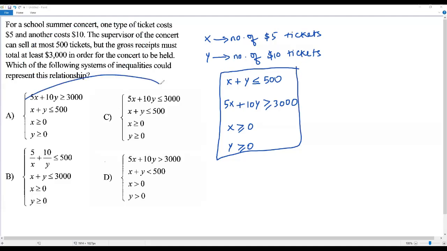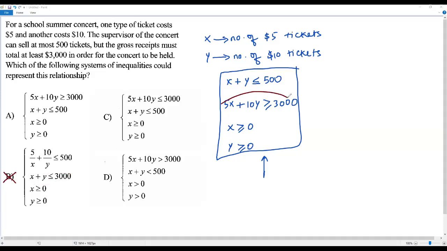Now we have to check the answer choices to find where we get this exactly. Now let me check the first inequality, x + y less than or equal to 500, with all the answer choices. I find this first inequality, x + y less than or equal to 500, in answer choices A, C, and D. But in B, I find x + y less than or equal to 3,000. So we can reject option B.